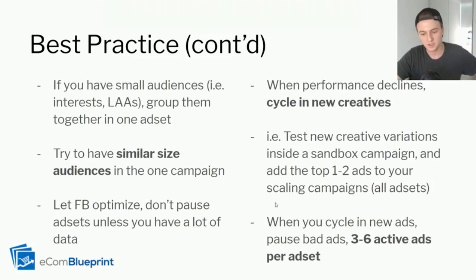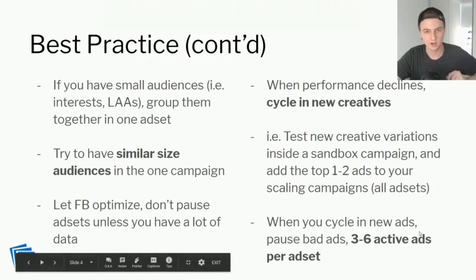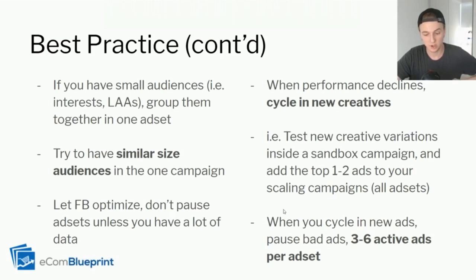And I wrote here, when you cycle in new ads, you want to pause bad ads. So you don't want to have too many ads per ad set. So my sweet spot is 3 to 6 active ads per ad set inside of my scaling campaigns. And so if I already had like 6 active ads and then I add 2 new ones, then I'm going to pause at least the 2 worst ones and then maybe a few more. And so that's what I mean by cycling ads. I always do this when performance starts dropping, and this is how I'm able to stay very consistent with one campaign. Like one scaling campaign over a long time can be very, very consistent if you just keep cycling new ads.